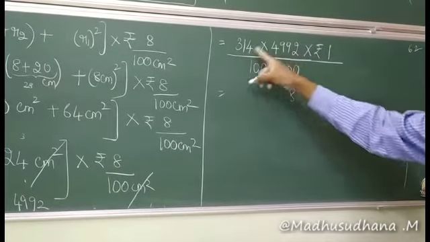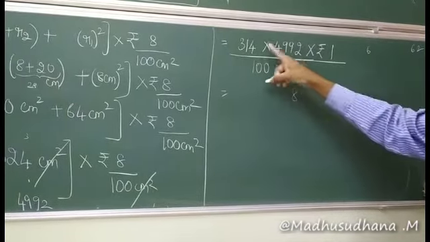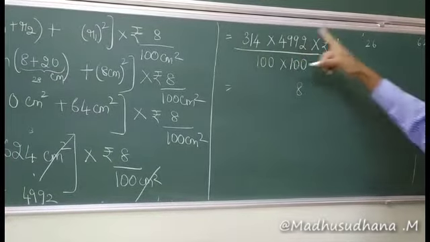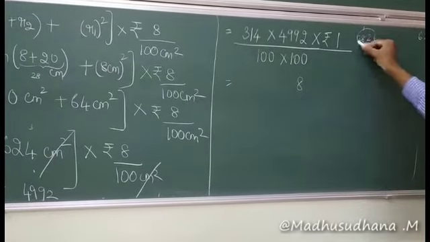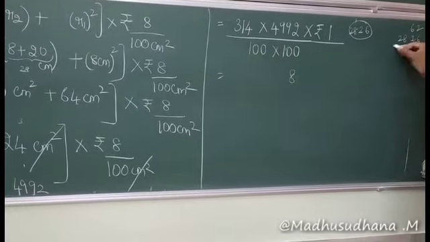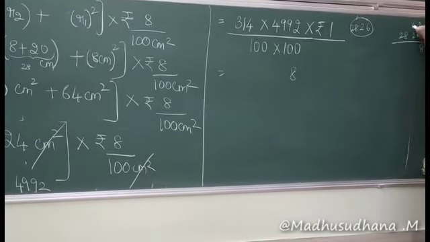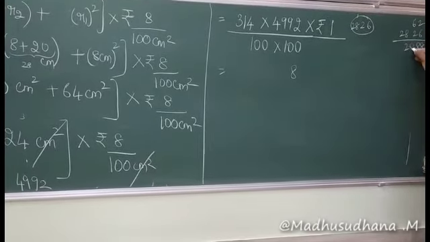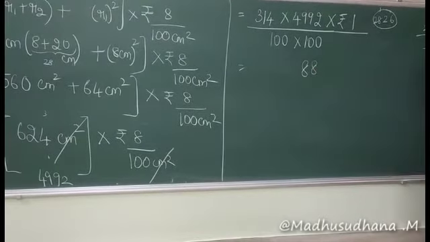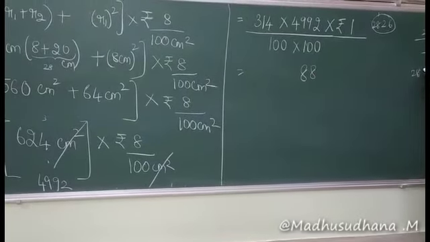So 9 4s are 36 here. Then 9 1s are 9, 10, 11, 12 here, 1 carry, 9 3s are 27 plus 1, 28. So this number is added with this. So this is 2, 8, 2, 6. 6 plus 2 is 8 here, 6 plus 2 is 8 here, 28. So now 8 here and this 288 in my memory.